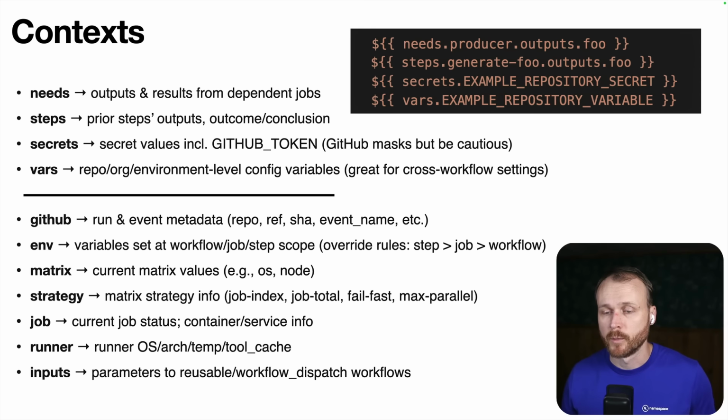The job context, which will have our current job status, as well as some information about containers and services. The runner context, which has info about the runner itself. And finally, the inputs context, where you can provide inputs to your workflow and then use those at runtime.